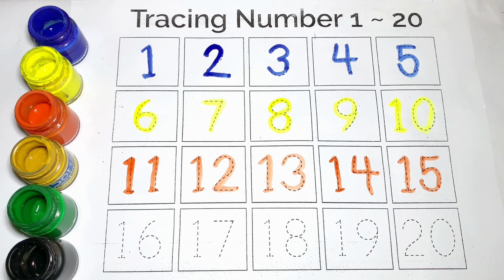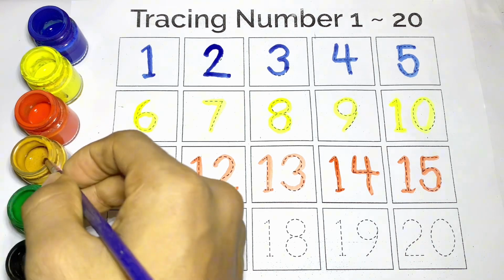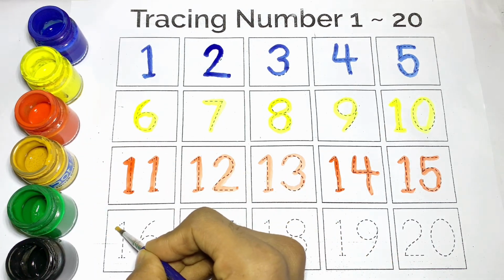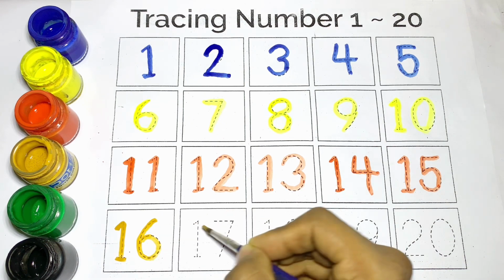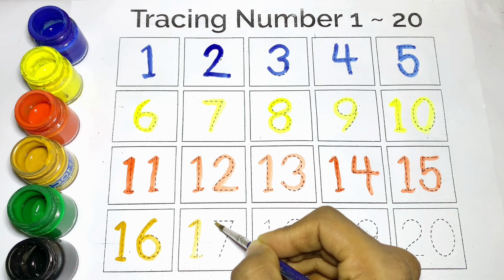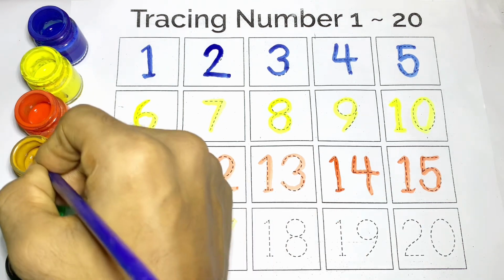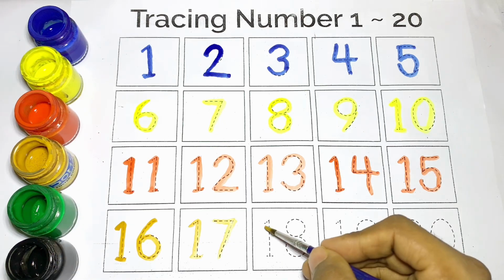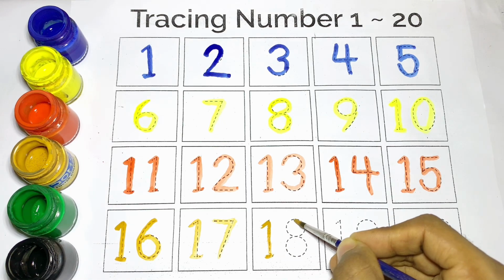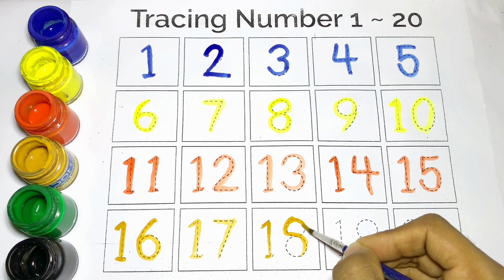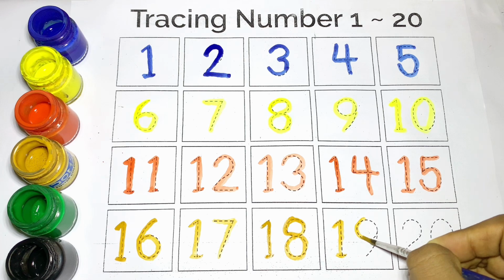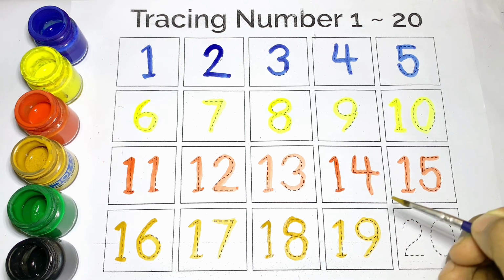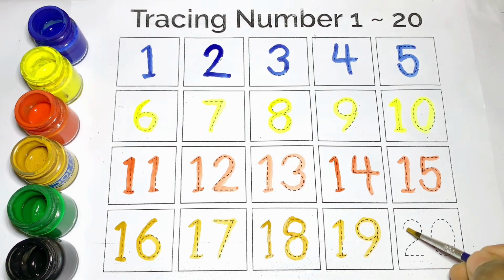The number 16, and use yellow ochre color. 17. The number 17. Kids again use yellow ochre color and draw 18. The number 18. 19. The number 19. Kids again use yellow ochre color and draw 20.